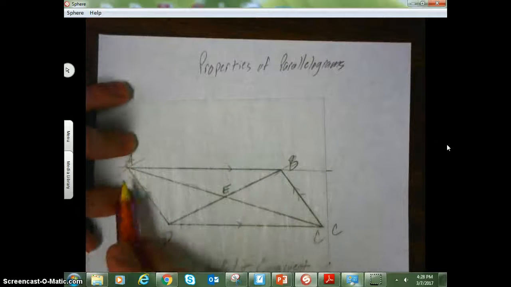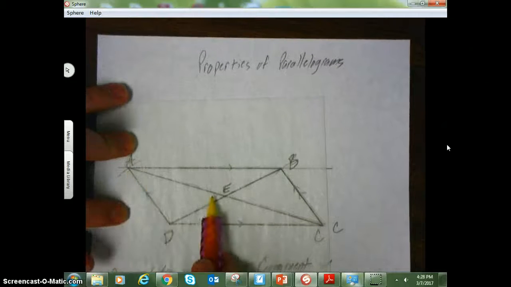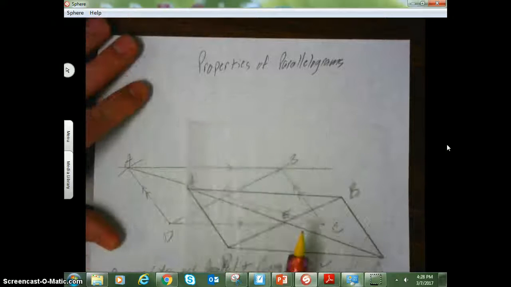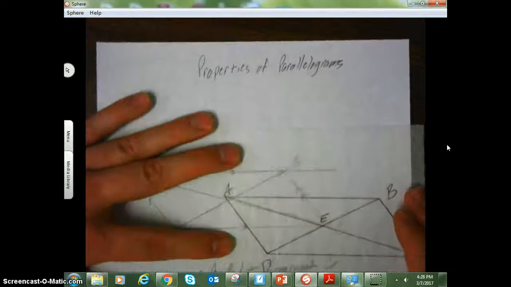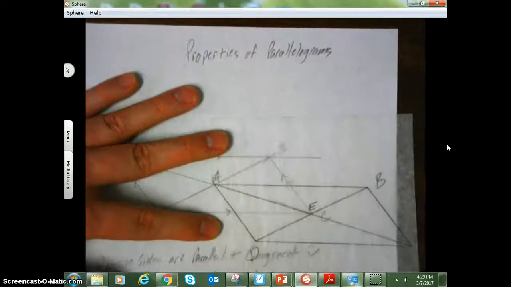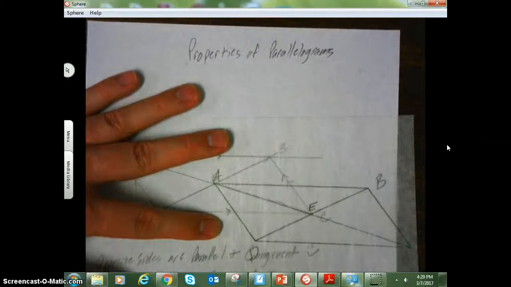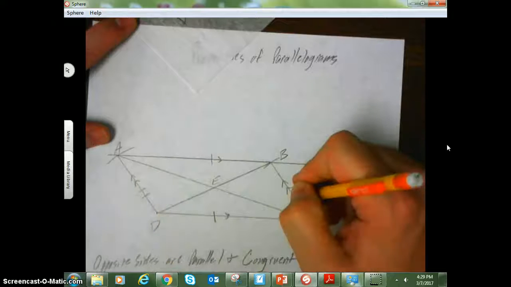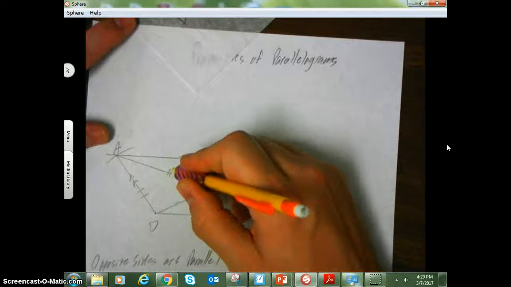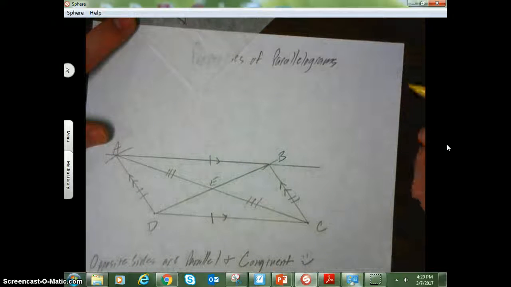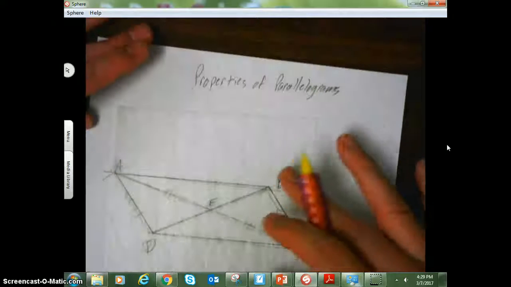However, let's take segment AE and compare it to segment CE. I'm going to slide the patty paper so that AE is sitting on top of CE, and when I do, I see that those portions of the diagonals are congruent. So we've established that the opposite sides are parallel and congruent, but this diagonal AE and EC, those are the same length. That's what we're seeing in the patty paper.